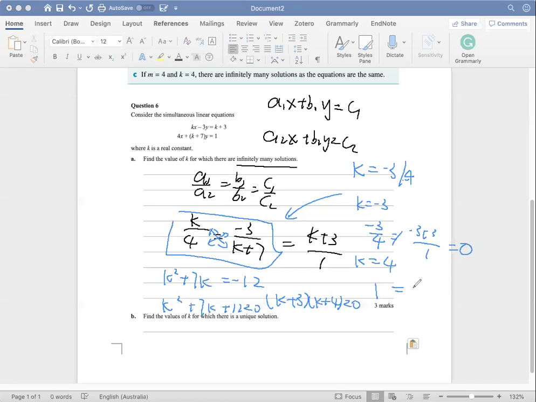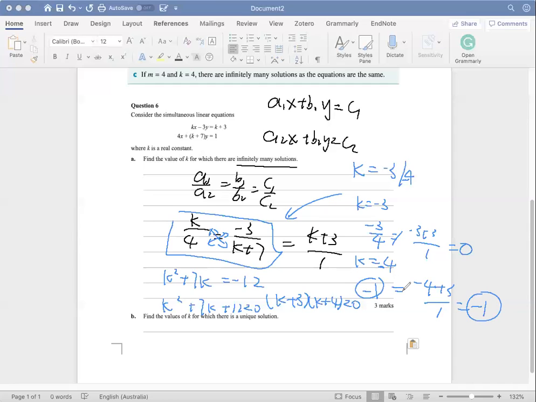I might make some mistakes. Okay, oh sorry, k equals -4. Yep, I made a mistake over here. So always check your answers. So k is -4, it becomes -1 over here, and it's equal to the right hand side, -4 plus 3 over 1. So again, it's -1.